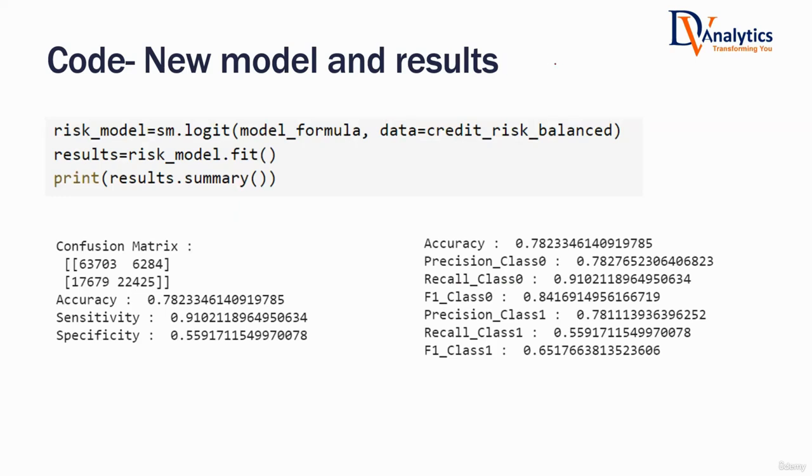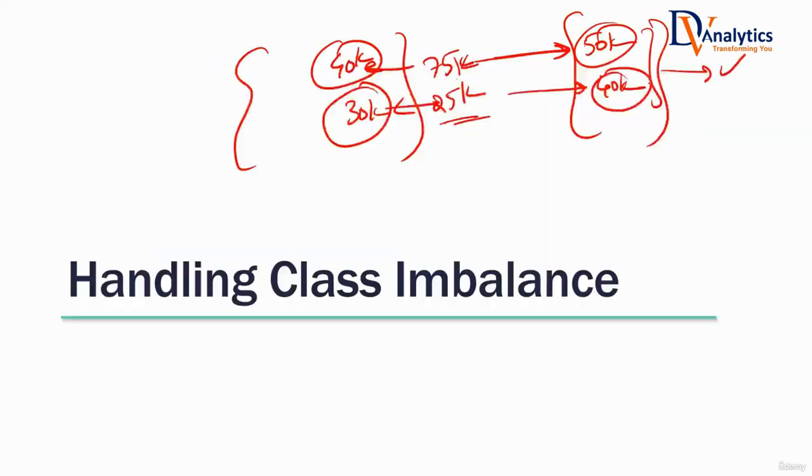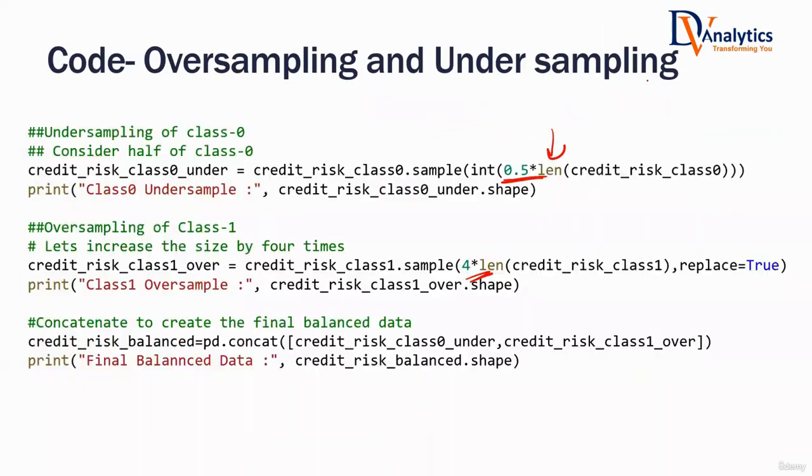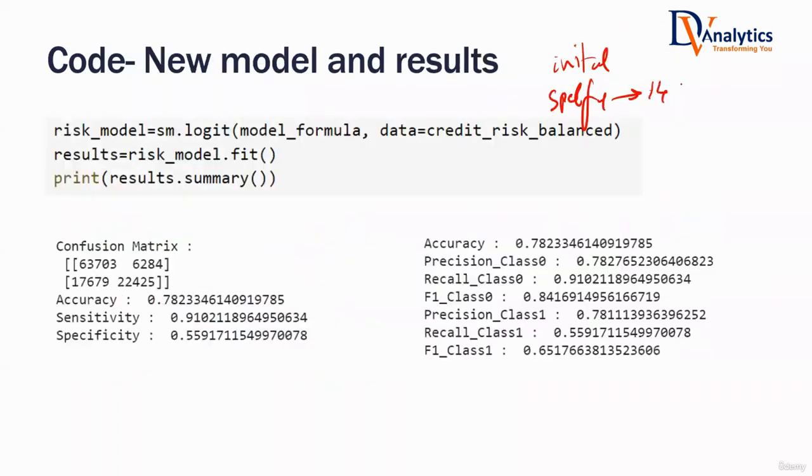If you remember, what was our initial specificity without any action? Where did we start? False negative, how much was that specificity? How much percentage was that? 14%. 14% is where we started, isn't it? All of you, do you remember that? For this problem, 14% was the initial specificity.